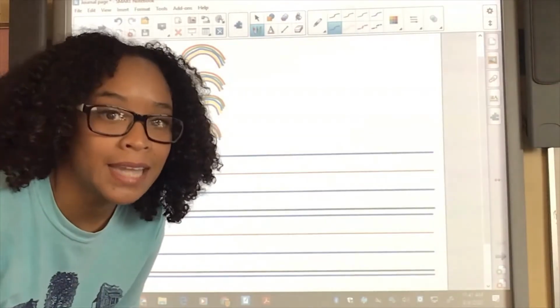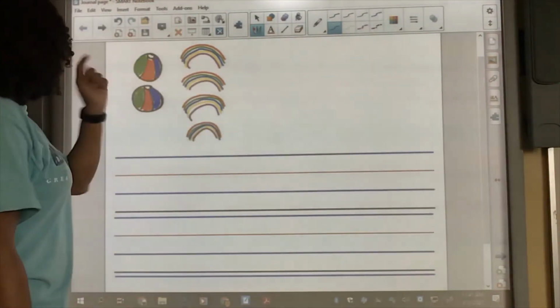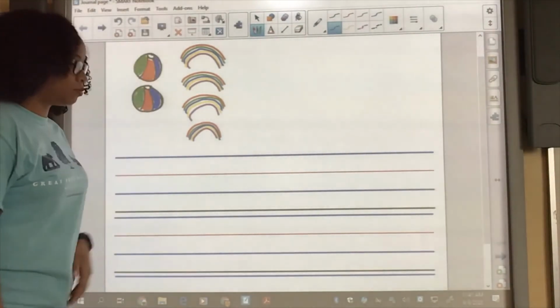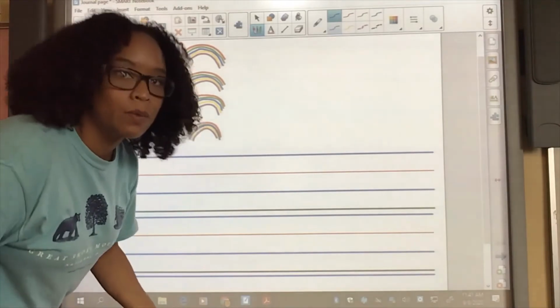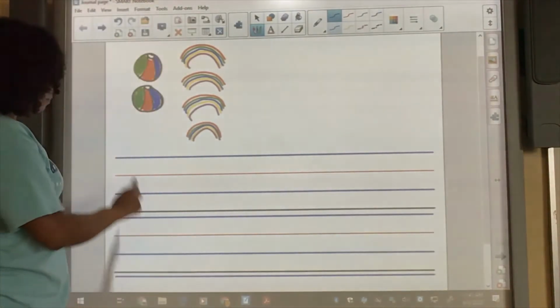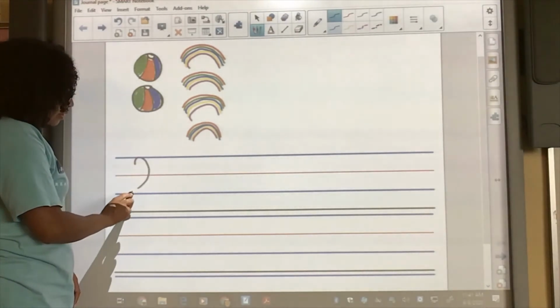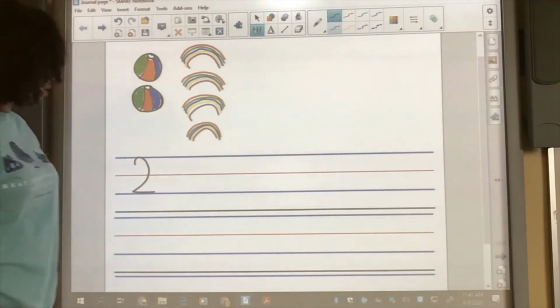Okay, now let's count and compare. How many beach balls do we have? Let's count them. 1, 2. So we're gonna write what number? We're going to write the number 2. So come down to your writing line and write the number 2. Down, over, slant, and over.